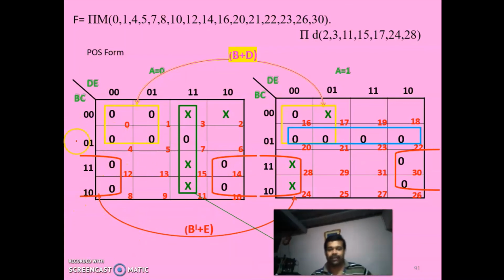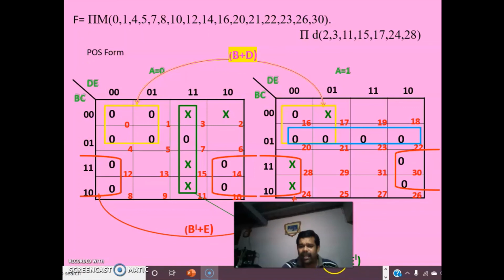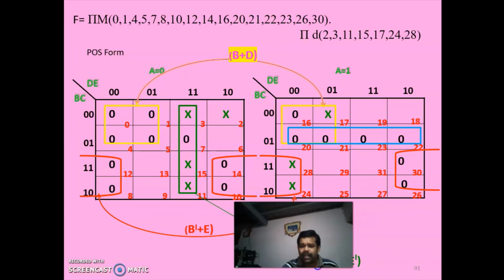Instead of taking these two similar ones, we can consider these three don't cares as zeros, so you'll be getting a minimized literal. We will check which one is better. So for this one, you are getting A D bar E. So here you are getting A D bar E.